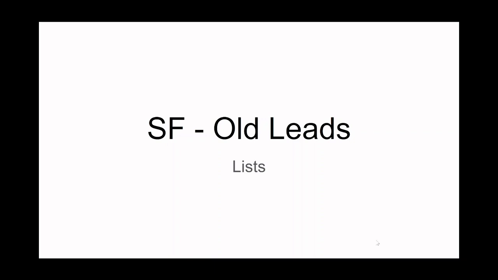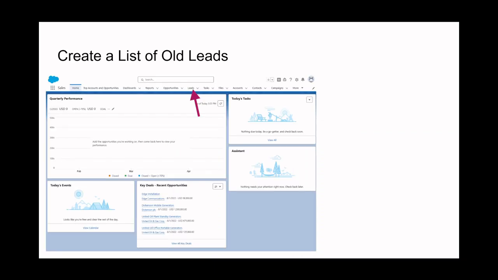This is a quick video on how to build a list of old leads. It's very similar to how to build a report on old leads, but lists have inherent advantages that reports do not. So instead of hitting the report option where you would go to build a report, we're going to go ahead and select leads. And I want you to hit the word leads, not the drop down for leads.